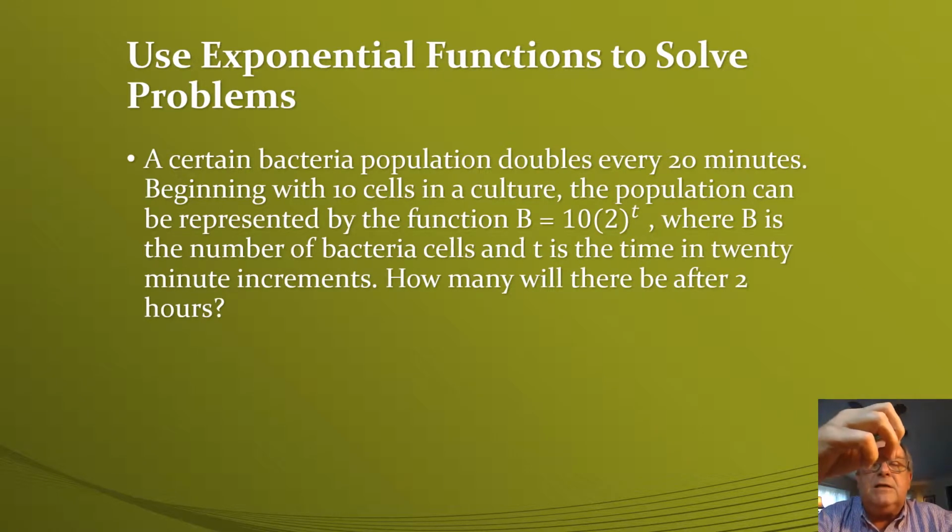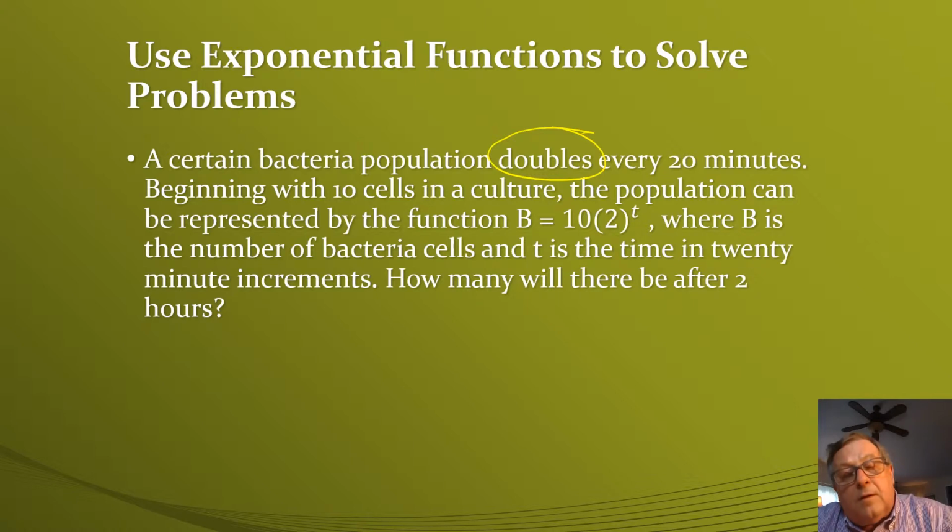So we've got 10 cells to begin with. That 2 is where we're doubling. We see this doubling factor here. And t is time, and we're doubling every 20 minutes. So B is the total number of bacteria cells. T is the time in 20-minute increments. And then it says, how many will there be after 2 hours?